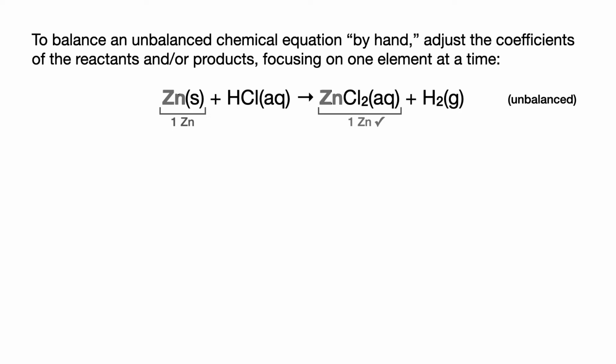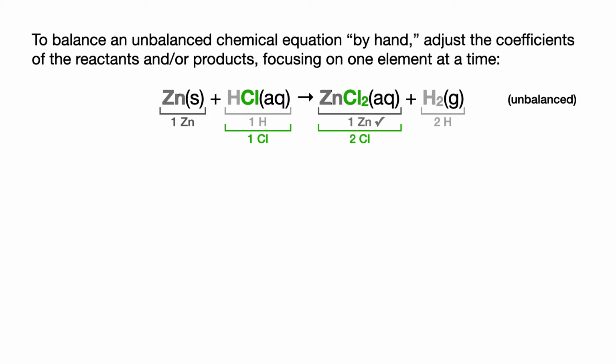Looking next at hydrogen, we can see that there's one atom of hydrogen on the left side of the reaction, but there are 2 atoms of hydrogen on the right. So hydrogen is unbalanced. Also, on the chlorine, there's one atom of chlorine on the left and a total of 2 atoms of chlorine on the right. So we've got 2 elements here that are unbalanced. The hydrogen is unbalanced and the chlorine is unbalanced.